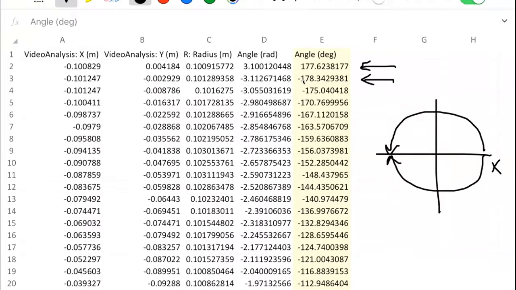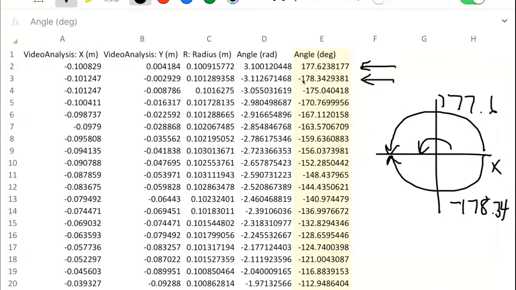So if you wanted to think about it, this would be like our 177.6 on this side. That would be this angle here, and then the other angle is like a negative 178. And it just has to do with the nature of how Microsoft Excel measures angles. But we don't want that. We want our angles to go around like so. Okay, we want to increase our angle measure.